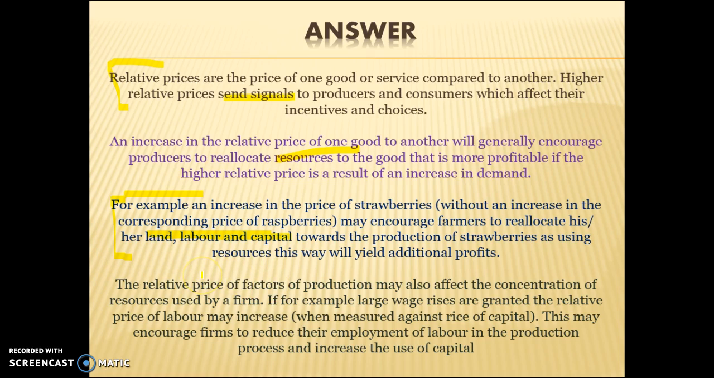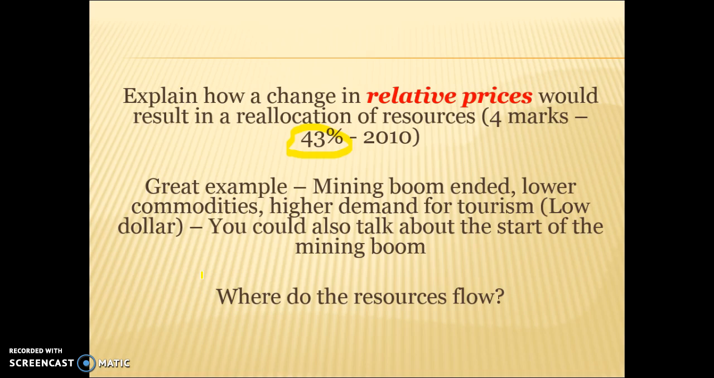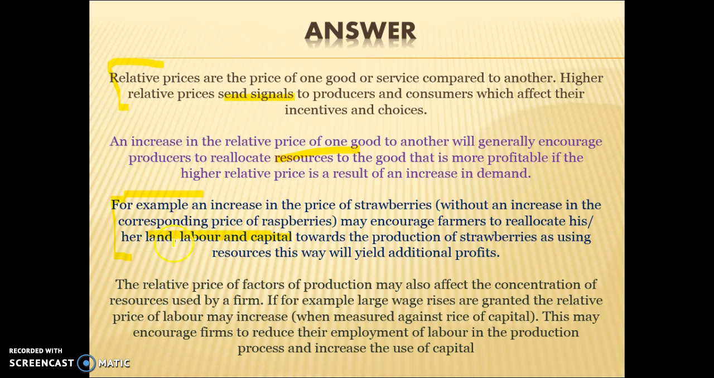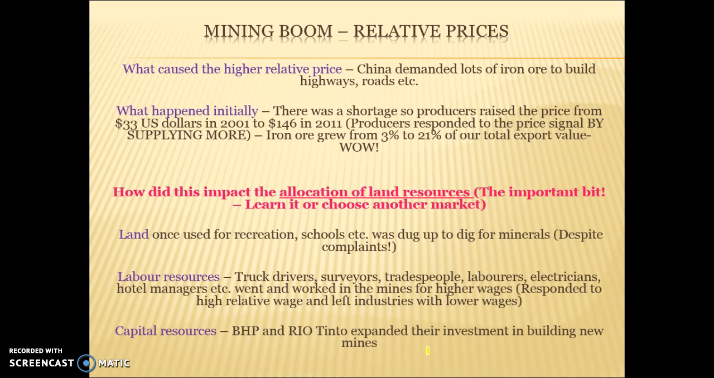You could also provide an example of how relative prices impact resources in factor markets, because all the question asks is how resources are reallocated because of relative prices. So you could use an example of the how to produce function, and therefore resources will use more capital when wage rises, and this may encourage firms to reduce their employment and increase capital because of the decreased profits if they're paying higher wages. So the mining boom, if you use that as your example, explain what caused the higher relative price.